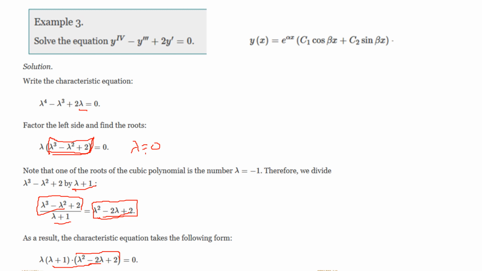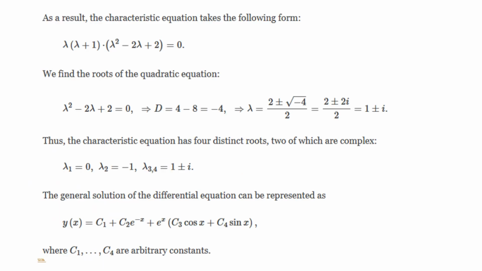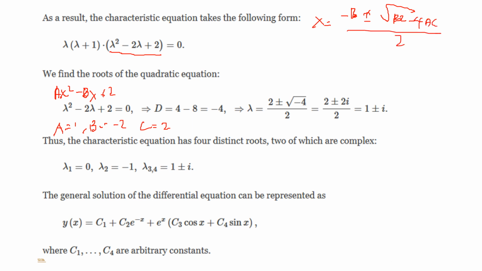Okay, let us continue. So this one could not easily be factored out. I've tried it already. We can only do this by the quadratic equation. Let's say in the quadratic equation, you have ax squared minus bx plus 2. You have a equal to 1, b equal to negative 2, and c equal to 2. The formula for the quadratic equation is minus b plus or minus the square root of b squared minus 4ac, over 2a.